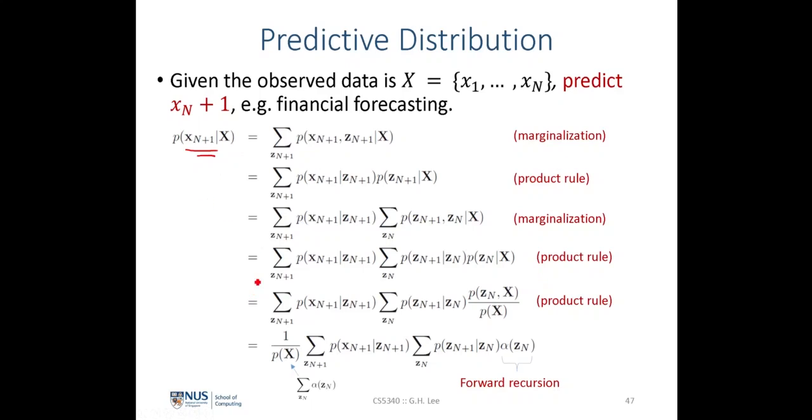But what's interesting here is that once we have derived this, we can see that all the terms here are actually known terms. So these are our emission probabilities that we have, as well as the transition probability. And the alpha term is used to compute the normalizing constant as well, and also this term here, which can be made use of to compute this particular conditional probability or the predictive distribution of the next random variable.